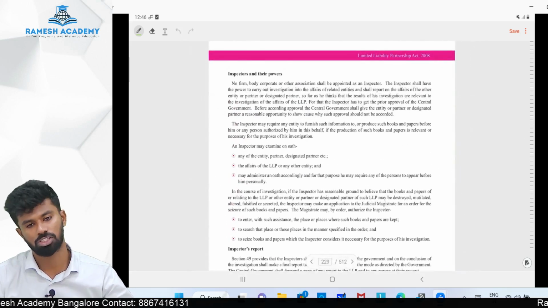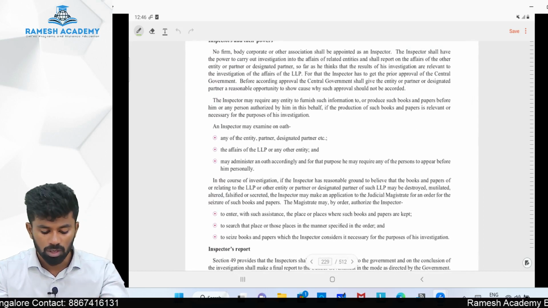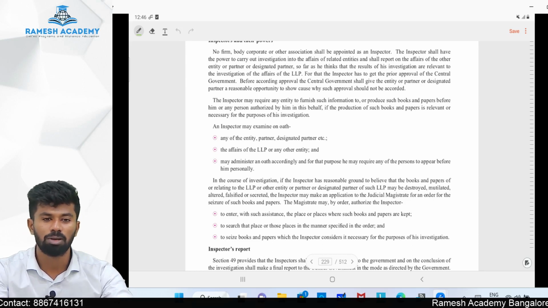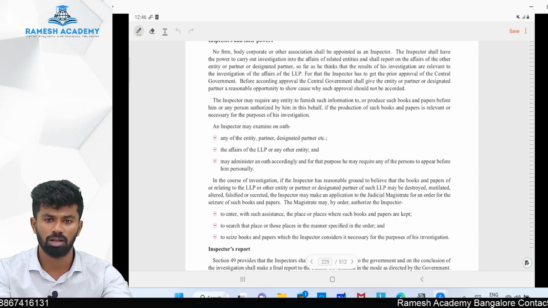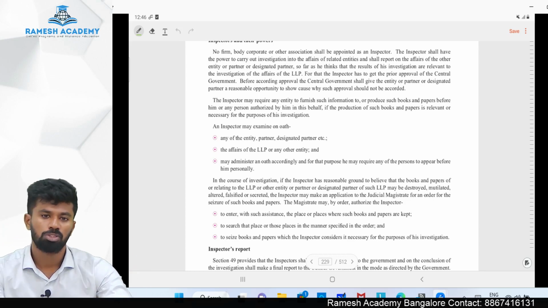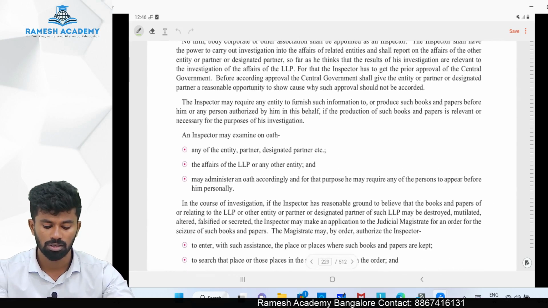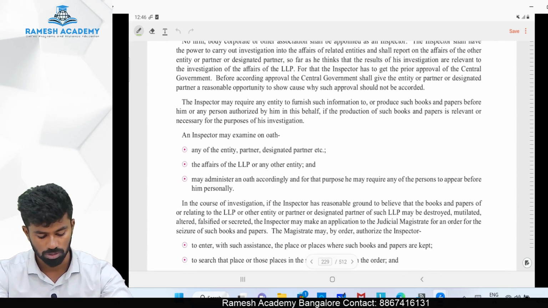For investigations. By whom? By the inspector. Inspector under power. So when carrying out the investigation, he is governed by the CRPC, Criminal Procedure Code. He can enter any place with the permission of the special court. He can seize the books and he can keep the books of accounts.